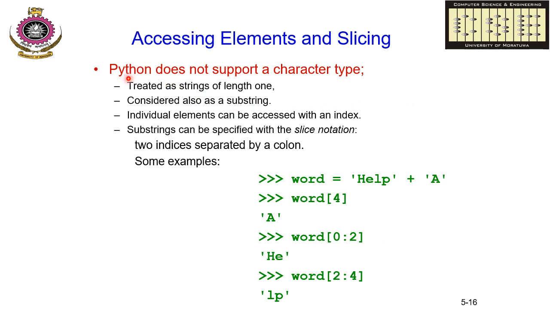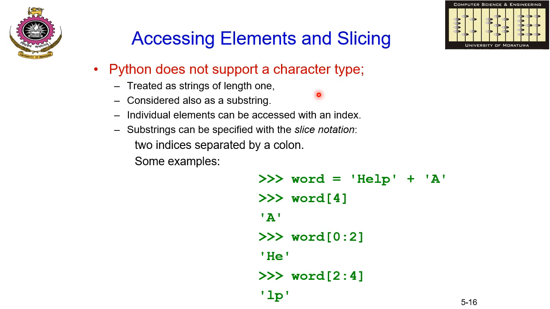So another important thing to note is that Python does not support a character type. Some other programming languages like Java may support a character type, but Python does not. From Python's perspective, a character is just another string. It is treated as a string of length 1, and can also be considered a substring. Even when you have just one character, you enclose it within single quotes or double quotes, and that's fine.